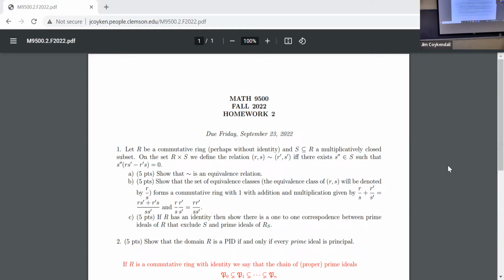Number two, and two is useful unto itself, but it will also probably be useful for problem three. Show that the domain R is a principal ideal domain if and only if every prime ideal is principal. This is very similar. Y'all remember that theorem we did about R is Noetherian if and only if every prime ideal is finitely generated. This is kind of a ripoff of that. And this actually shows you the principle is important as well, because what this says is R is a PID if and only if all you have to do is check the prime ideals. If they're all principal, you're good to go. It's a PID.